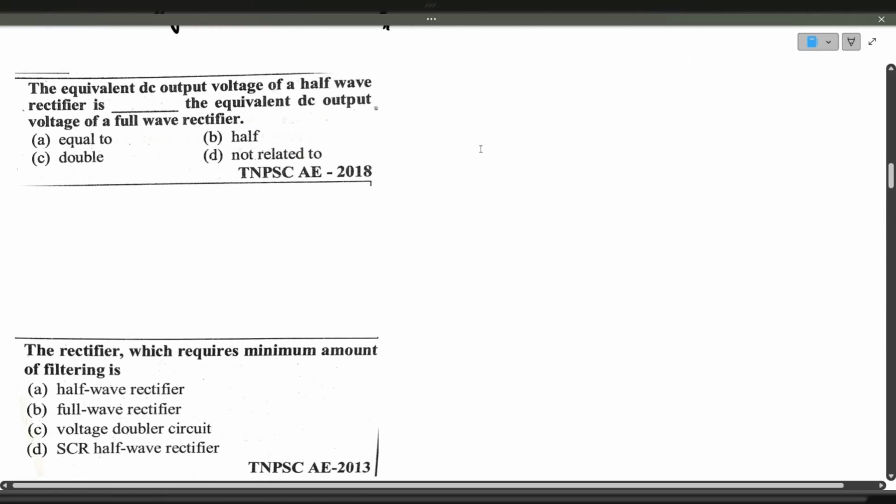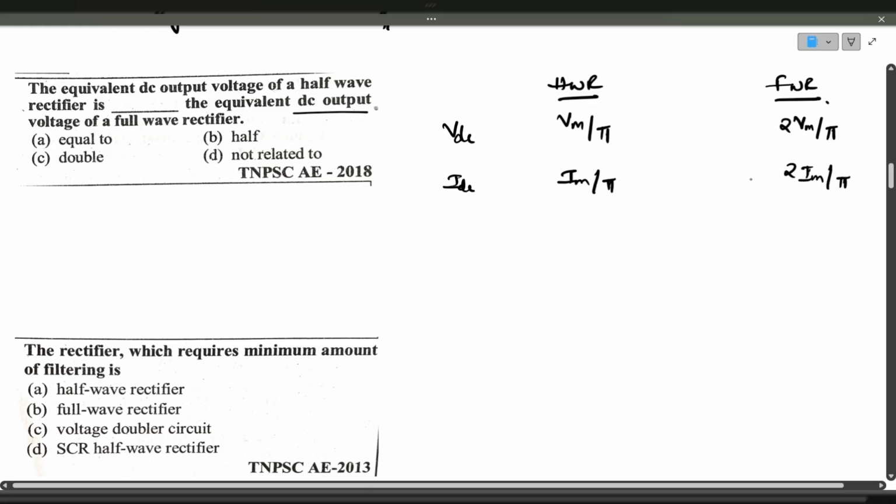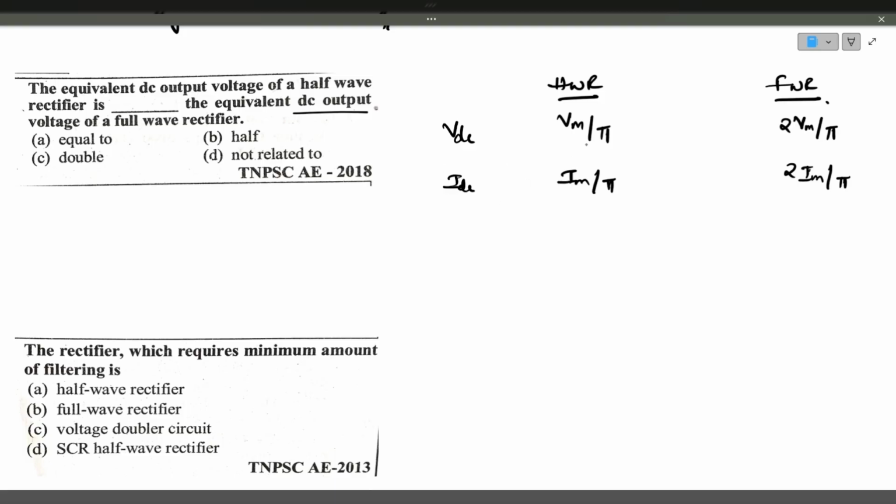Now here, the equivalent DC output voltage of the half wave rectifier is dash the equivalent DC voltage of full wave rectifier. If you see for the half wave rectifier and full wave rectifier, the average voltage VDC is equals to Vm by pi for half wave, and 2 Vm by pi for full wave. Similarly, IDC is equals to Im by pi, and this is 2 Im by pi. If you see these two things, the half wave rectifier has half of the value of full wave rectifier. So the answer is option B, half.